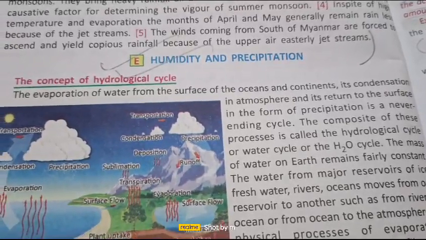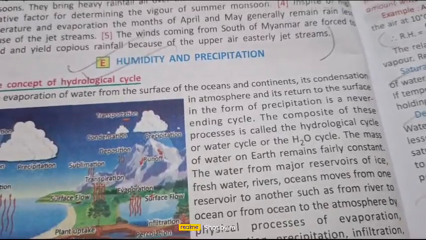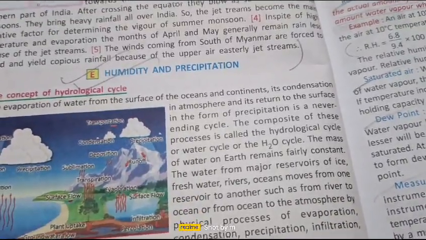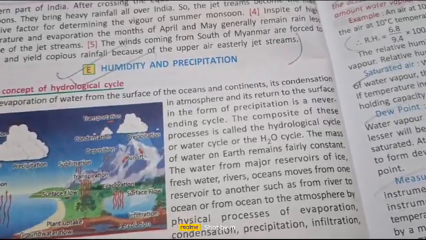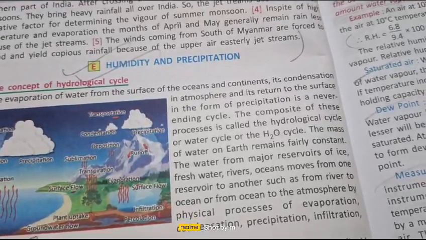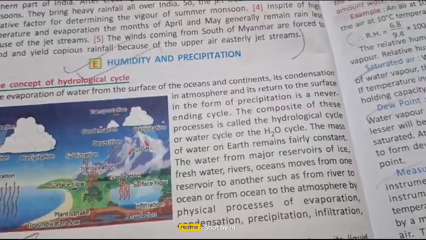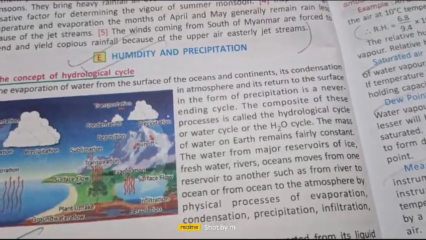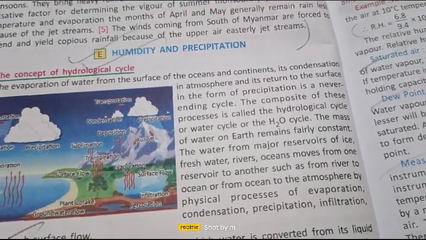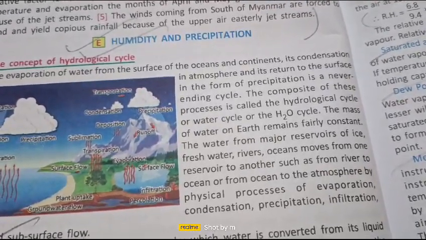What is humidity? Humidity is the amount of water present in the atmosphere. The evaporation of water from the surface of the oceans and continents is continuously happening, and then it condenses and returns back to the earth in the form of precipitation. This is a never ending cycle. The component of this process is called the hydrological cycle or water cycle.